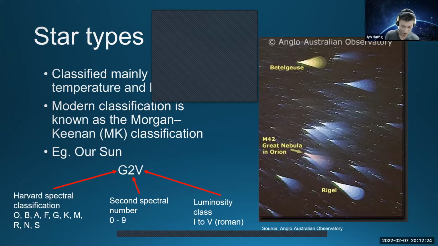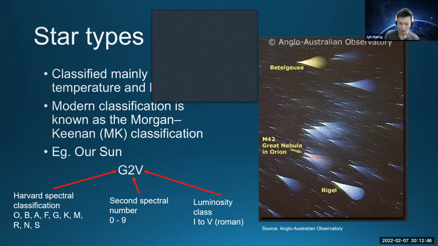And finally, the luminosity class. That one also depends on the spectral lines of the stars, and it is labeled with Roman numerals from 1 to 5. But we don't need to go through this in detail for now. I think it's just good to know.